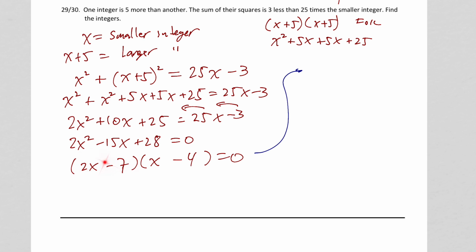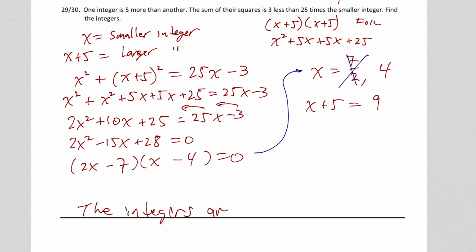And this gives me x is equal to 7 over 2. And this tells me that x is equal to positive 4. But the question started out by talking about integers. 7 over 2 is not even an integer. So we have to throw it out because it's not an integer. So we found the first integer, the smaller integer. The second integer is 5 more. 4 plus 5 is 9. So the integers are 4 and 9.